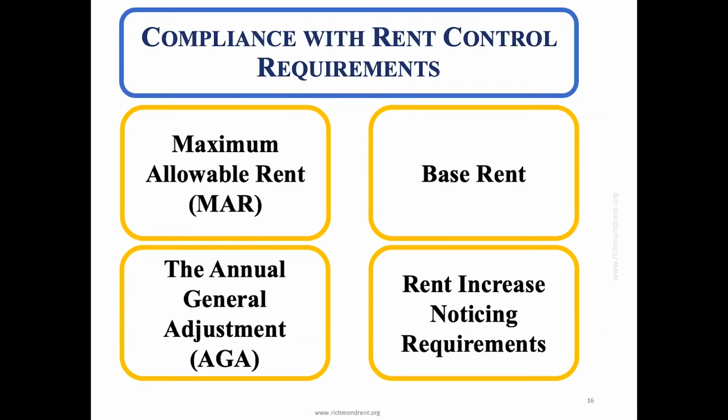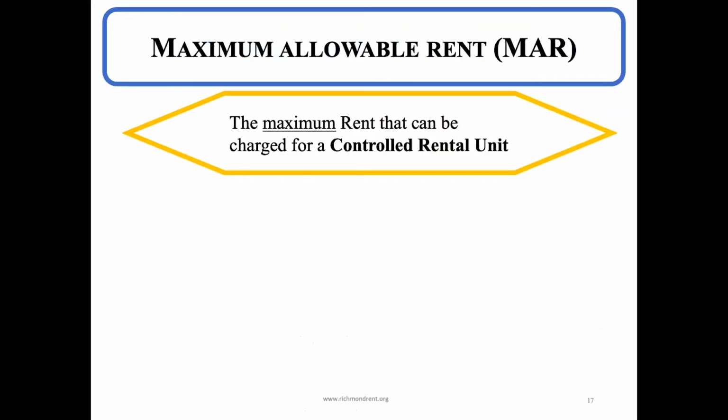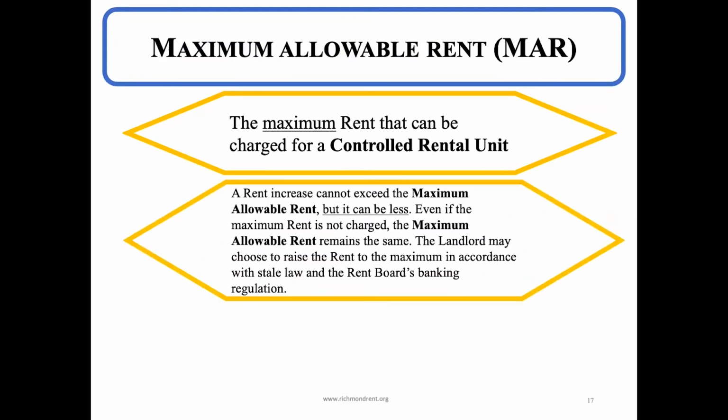All right, compliance with the rent control requirements. So this is 4 categories. One is the maximum allowable rent, the MAR, the base rent, the annual general adjustment, and rent increase noticing requirements. The first is the maximum allowable rent. This is the maximum rent that can be charged for a controlled rent unit. The rent increase cannot exceed the maximum allowable rent, but it can be less.